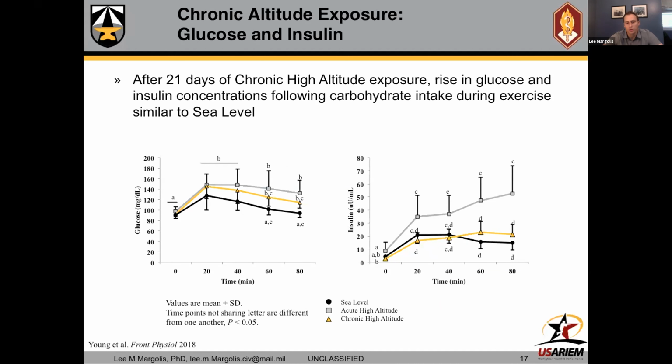What we saw after 21 days of altitude exposure, shown by the yellow line here, is similar increases in glucose and insulin concentrations that are more aligned with sea level versus the acute high altitude. They aren't completely back to sea level values, but you can see by the letters being similar between them that they're not statistically different from one another. So there does seem to be some mechanism by which insulin sensitivity may be improved after chronic high altitude exposure. Also, this comes with the caveat that energy deficit could have also contributed to these findings.